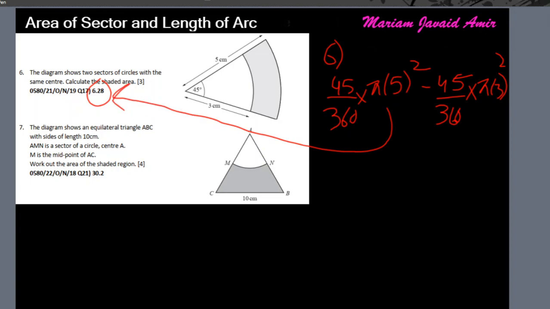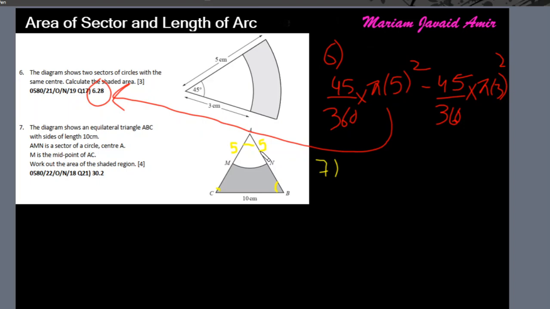Alright, question 7. The diagram shows an equilateral triangle ABC. If it's equilateral, then this is 60, this is 60, this is 60, all angles are 60 degrees, and all sides are of length 10 centimeters. AMN is a sector of a circle with center A. M is the midpoint of AC, which means this is 5 and this is 5. Work out the area of the shaded region.